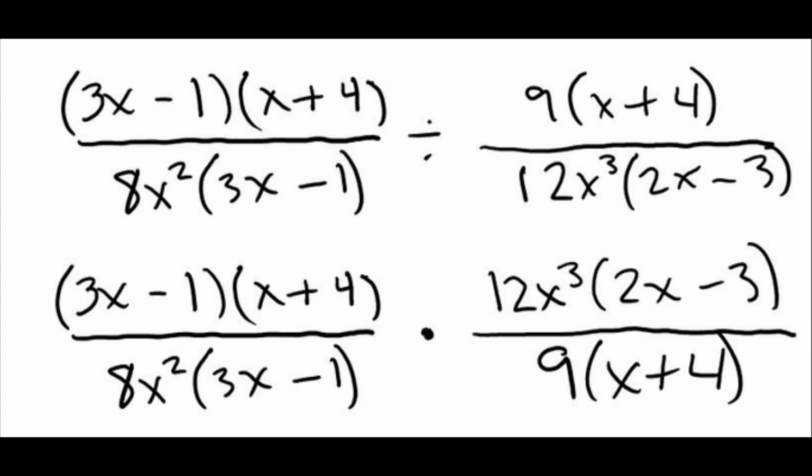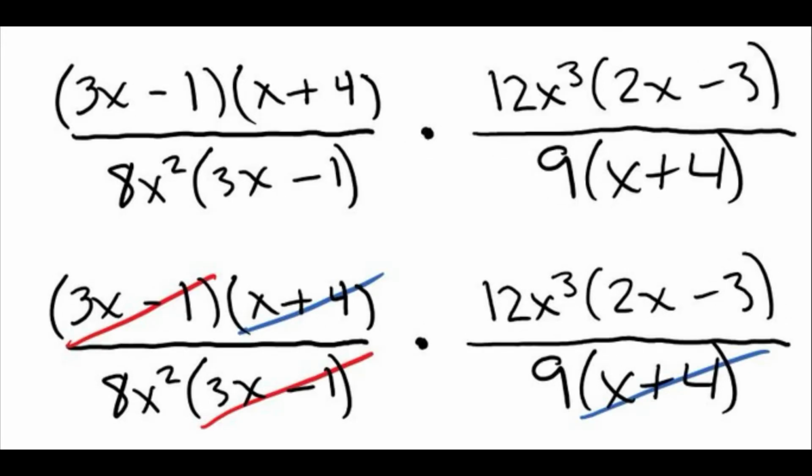Okay, and then a bunch of stuff is going to cancel here. Anytime I have the same thing on top and bottom, I'm just going to cancel. So 3x minus 1 and 3x minus 1 cancel off in red here. X plus 4 and x plus 4 cancel off here in blue. And now other stuff is going to cancel, but here I'm going to put stuff together.